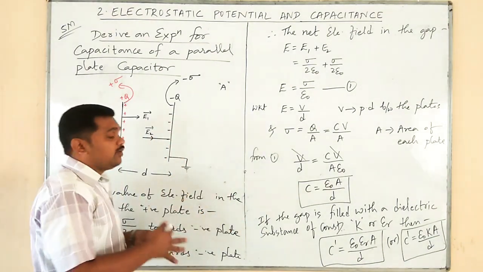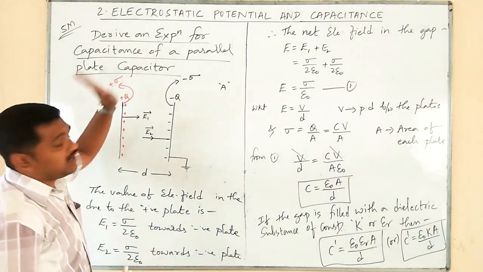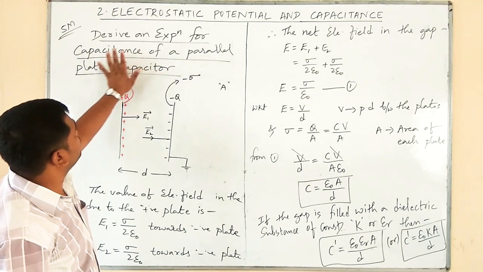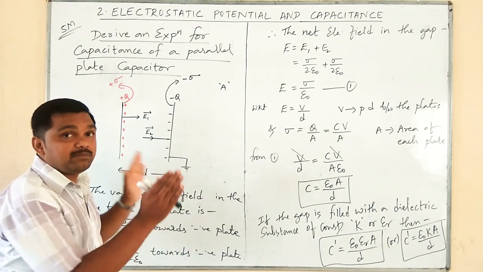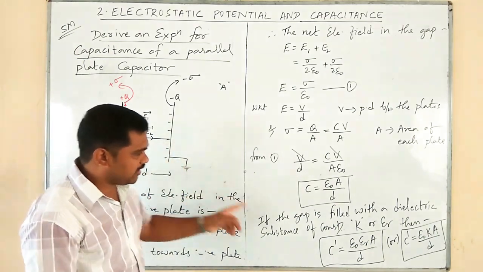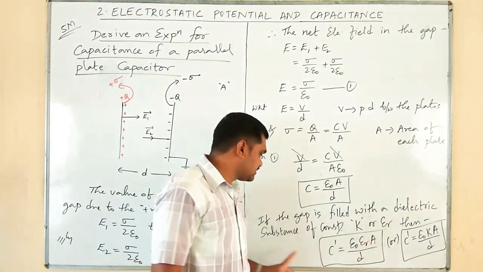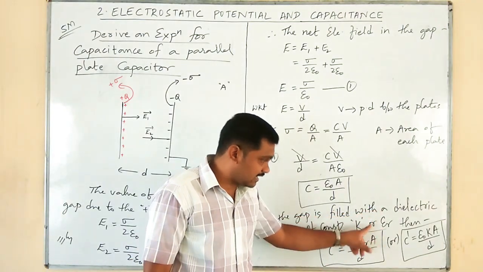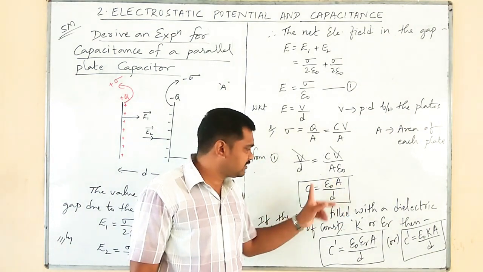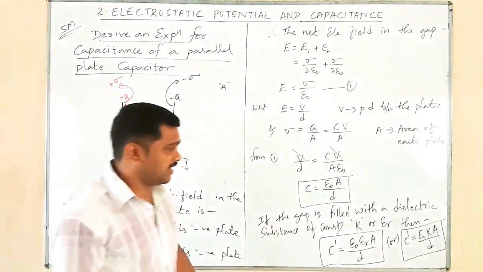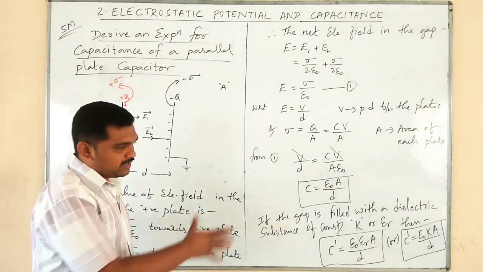This is when there is vacuum or air in the gap. Suppose in the question you are asked to derive an expression for the capacitance of a parallel plate capacitor with a dielectric medium in the gap, then you have to continue till here. When the gap is filled with a dielectric substance having dielectric constant K or epsilon R, then in place of epsilon naught we have to write epsilon naught into epsilon R, or otherwise epsilon naught into K into A upon d.